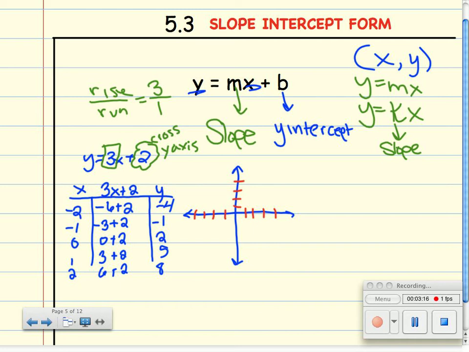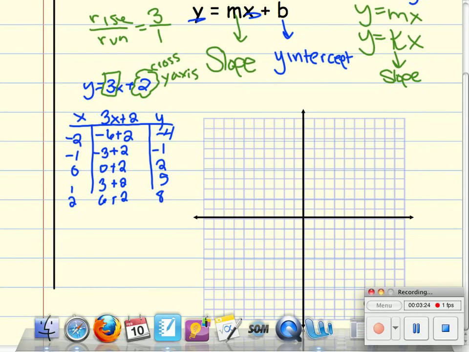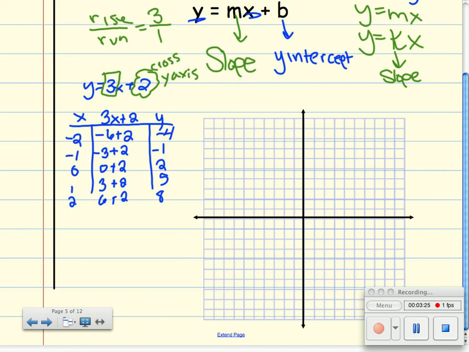Now if I connect all these points, it is definitely a linear equation. Knowing our new knowledge of y equals mx plus b, the slope of this line should be 3 over 1. So I should be able to go up 3 over 1 from a point and get to the next point. Up 3, over 1, I'm there. Each time, up 3 over 1, I'm there. So that slope is constant.